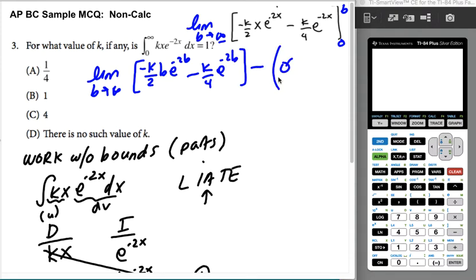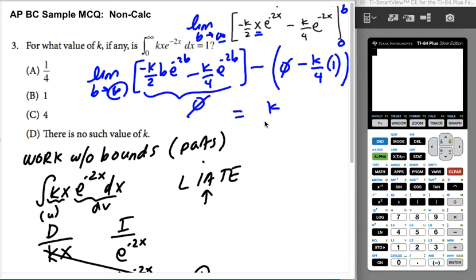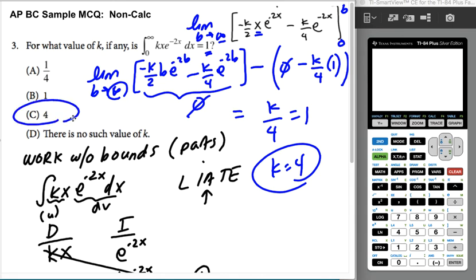When I plug in 0, this whole term gets knocked out because of the x. But this is going to become a negative k over 4 times a 1 because of the e to the 0. So all of these, when b approaches infinity, because this ends up being an e to the negative infinity, this whole thing zeroes out. And I end up getting that this whole thing is really just k over 4. Well, they told me that k over 4 is supposed to equal 1, so k must be 4, and my answer is C. That is not a short problem. That's a pretty tricky multiple choice problem.